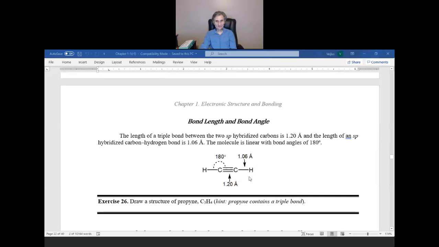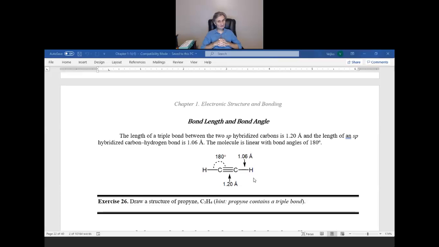Of course, a triple bond has an angle of 180, and it's not approximately, it's always exactly 180. Bond length is 120, even stronger and shorter than a double. And the carbon-hydrogen bond is 106 angstroms, even shorter. So carbon-hydrogen bonds have different lengths depending on the hybridization of the carbon atom. An sp hybridized carbon atom exhibits the shortest bond to hydrogen, sp2 intermediate, sp3 the longest.